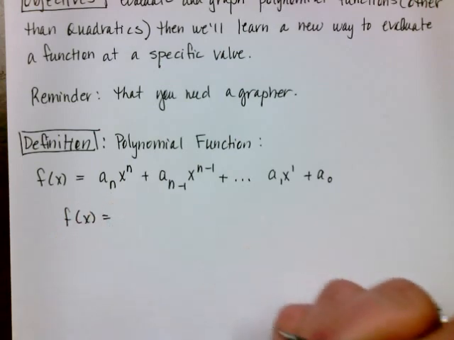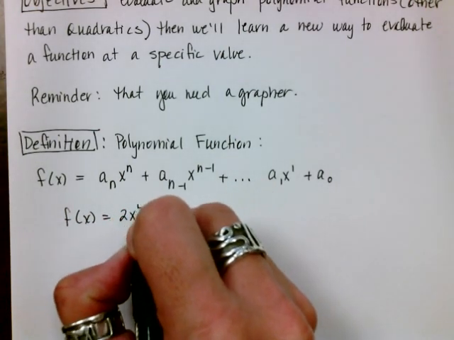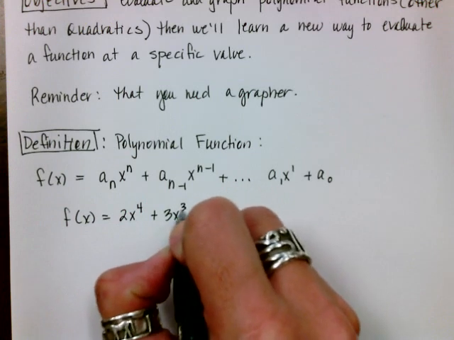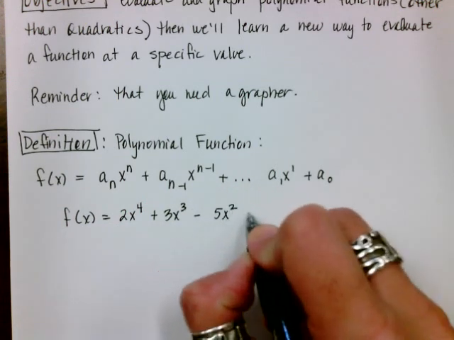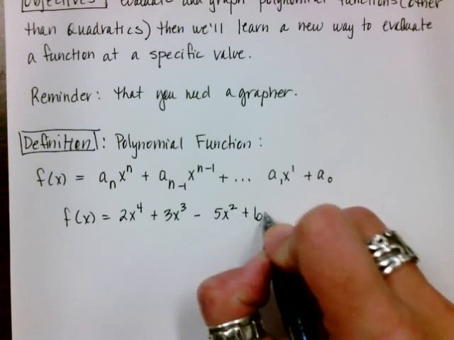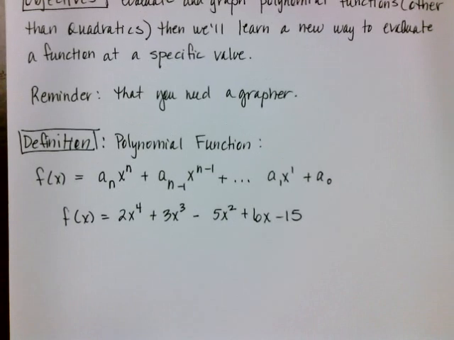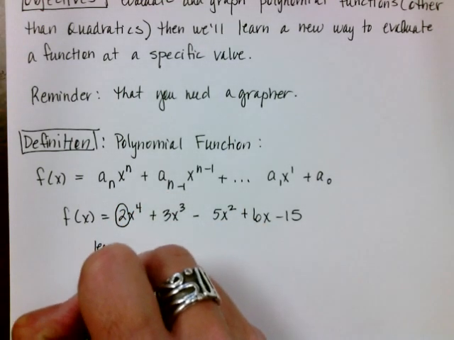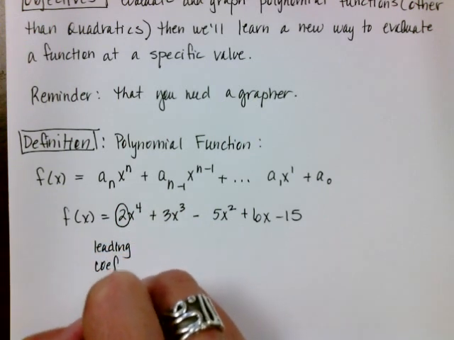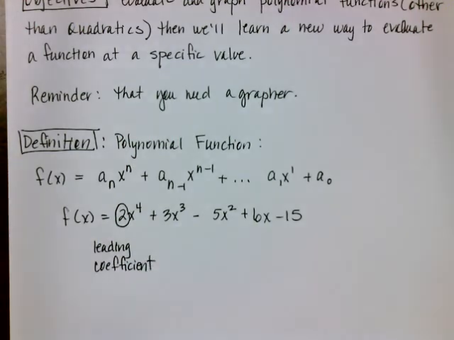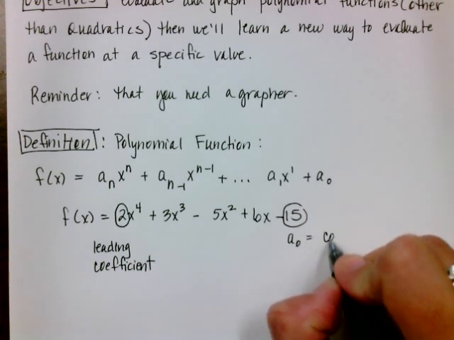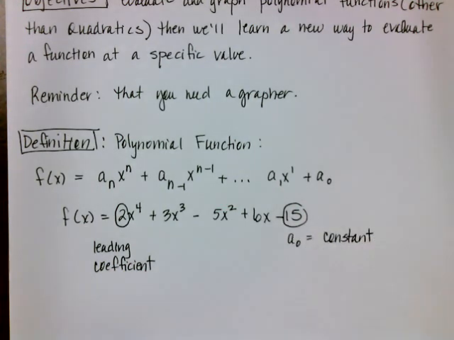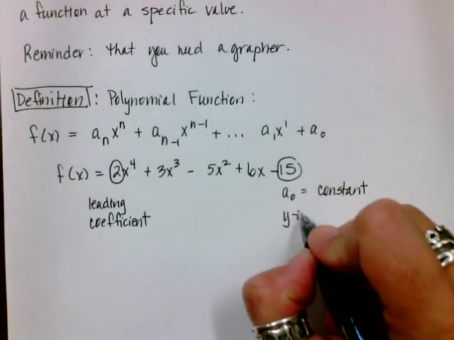An example of something that looks a little bit less scary would be something like 2x to the 4th plus 3x to the 3rd minus 5x squared plus 6x and then minus 15. Both of those things are examples of a polynomial function. The a sub n is going to be important because that's going to be called our leading coefficient. This is my a sub 0, which is the constant, and if you will remember, that's also the y-intercept.